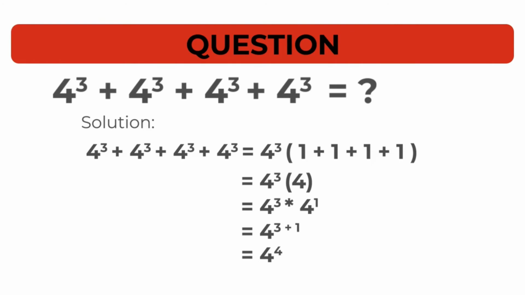So that will be 4 raised to the power 1 plus 3, and the answer will be 4 raised to the power 4. So that's a simple way of solving 4 raised to the power 3 plus 4 raised to the power 3 plus 4 raised to the power 3 plus 4 raised to the power 3. The answer is 4 raised to the power of 4.